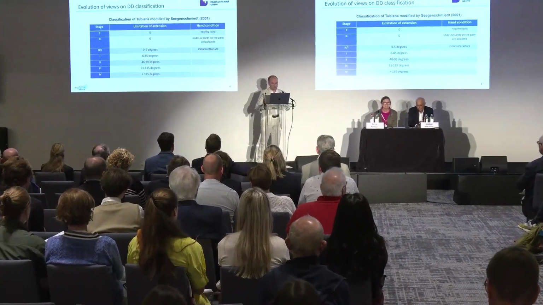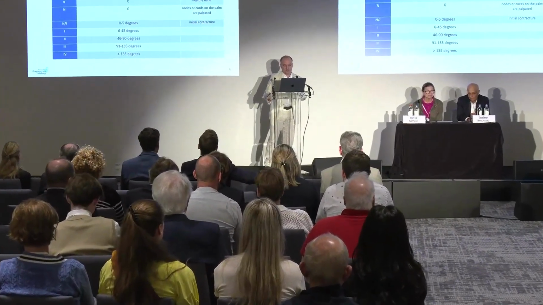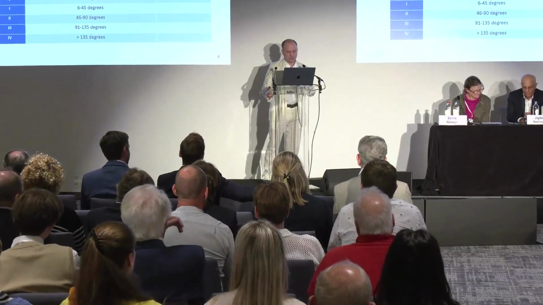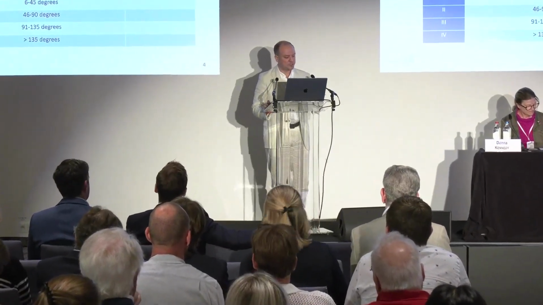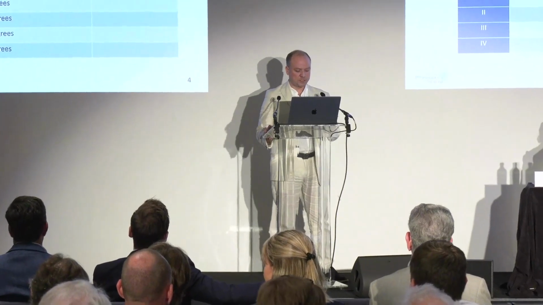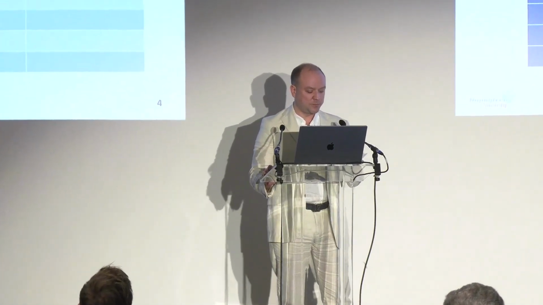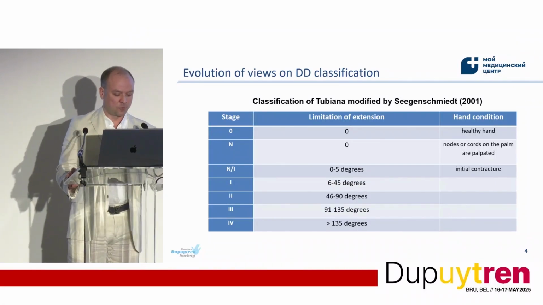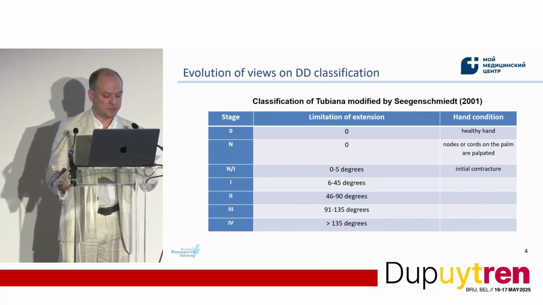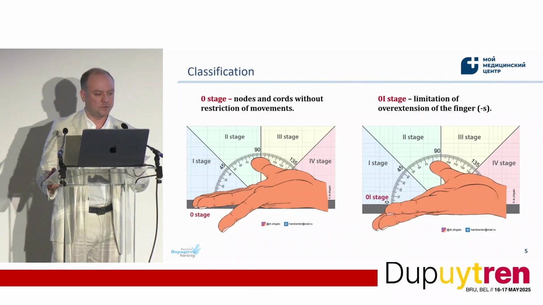A modified version of this classification introduced 2 initial substages: N0 presents the palmar nodule without extension limitation, N1 flexion restriction ranged from 0 to 5 degrees. This classification has certain limitations: it is difficult to visually distinguish 0 to 5 degrees, it fails to account for hyperextension limitation, and it alters the traditional Tubiana stage 1 definition.